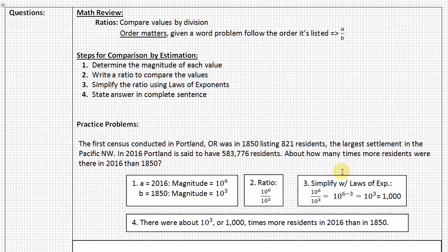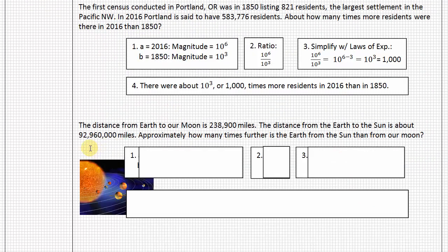Let's go ahead and try one more. I've been quite fascinated with the total solar eclipse of 2017, which is also why I decided to start with the scientific notation unit. So I've used a problem inspired by that. The distance from Earth to our moon is about 238,900 miles. The distance from the Earth to the Sun is about 92,960,000 miles. So approximately how many times further is the Earth from the Sun than from our moon?